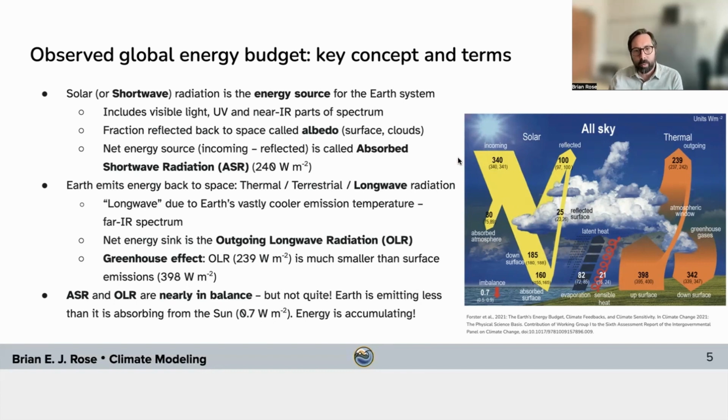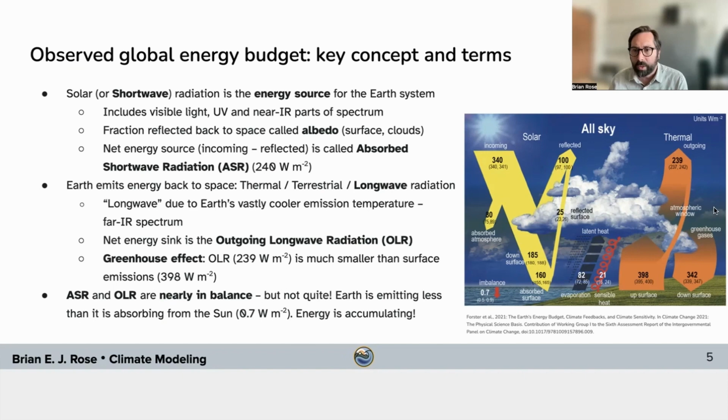Another important term, absorbed shortwave radiation, or ASR, is the difference between what's coming in and what's going out on this solar or shortwave part of this budget. And so if I take this number 340 incoming minus 100 watts per meter squared reflected, I get about 240 watts per meter squared. That is the net source of energy. That's how much energy the Earth actually captures from the sun. And we're looking in watts per meter squared because we're expressing all these quantities per unit surface area of the Earth.